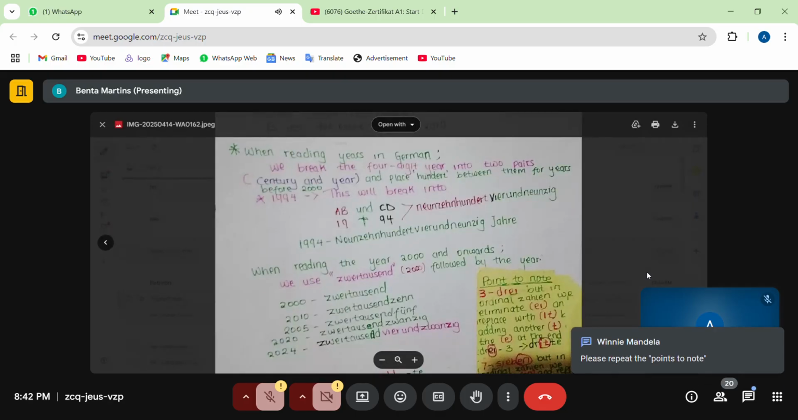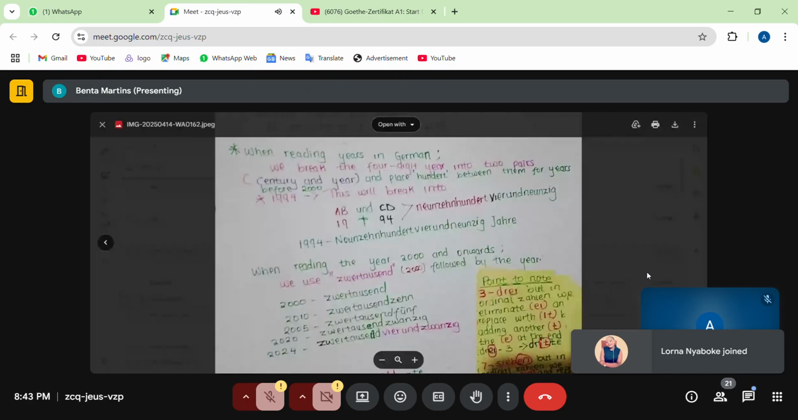So points to note: the years from, let's say, 1999 going backwards, you separate them into two. So for an example here, we have 1994. You'll have the 19 and 94, separated. Once you've separated them, you are going to place the 100 in between. Okay. So you're asking yourself, you have two numbers right now. You have 19 and on the other side you have 94. So what is 19 in German? What is 94 in German?